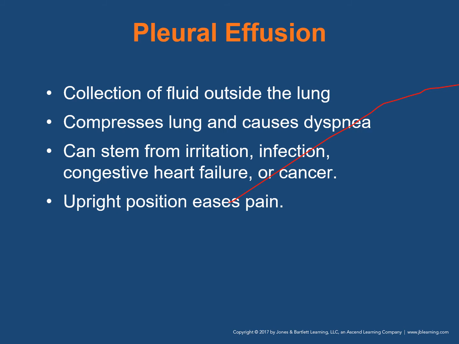This is a collection of fluid outside the lung. This compresses the lung tissue, causing that dyspnea and the shortness of breath that they might have. It can come from irritation, chemical inhalation, infection, congestive heart failure, cancer, tumors. They tend to have a sudden onset of shortness of breath, maybe some pain. If you sit them up, that fluid kind of stays in the dependent areas of the lobes and helps their feeling of dyspnea, as well as we can give them oxygen if they're hypoxic.